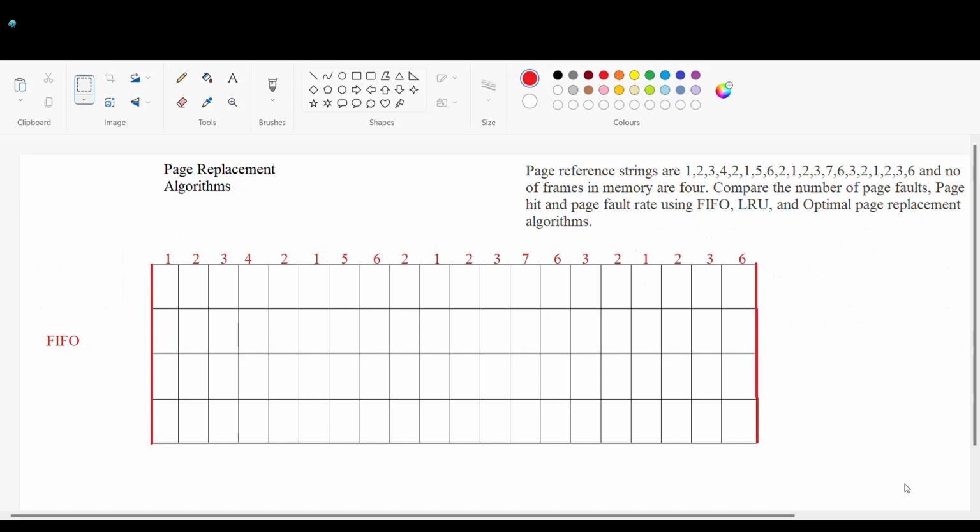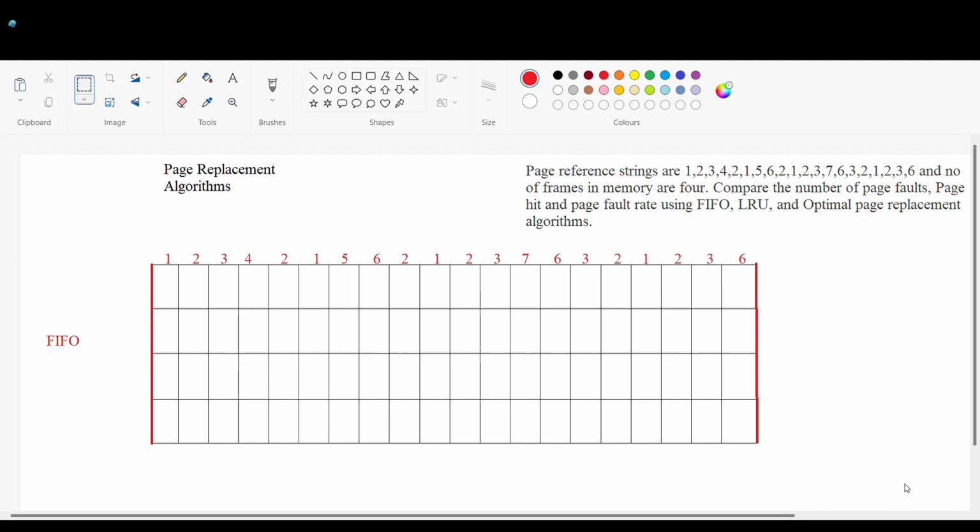Hello students, I will discuss page replacement algorithms today. I will discuss three algorithms: FIFO, LRU and optimal page replacement algorithms. Page replacement algorithms are used to replace a page from the main memory to the secondary storage memory, right? Now we will find the number of page faults.